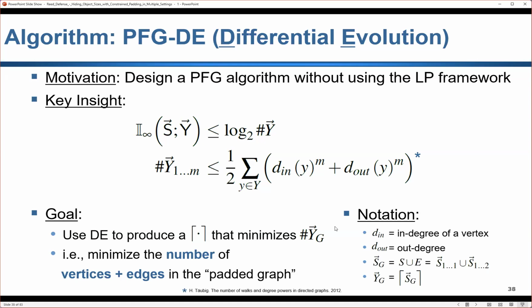So we then sought a solution that minimizes the sum of vertices and edges in the padded graph. And to make things a little bit simpler in this portion of the dissertation, we adopt some additional notation where the union of the objects and their dependencies then becomes this S sub G for graph. You apply padding to those objects, they then become this notation Y sub G, the padded graph.